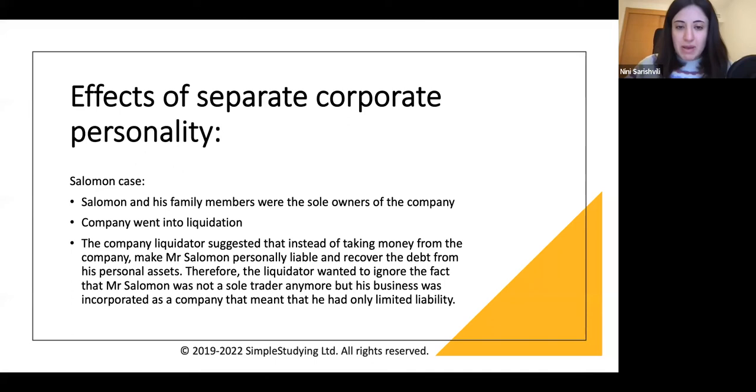Salomon and his family members were the sole owners of the company. The company went into liquidation, and the issue at hand was whether the liquidator could lift the corporate veil and use the personal assets of Salomon to pay the debts of the company.